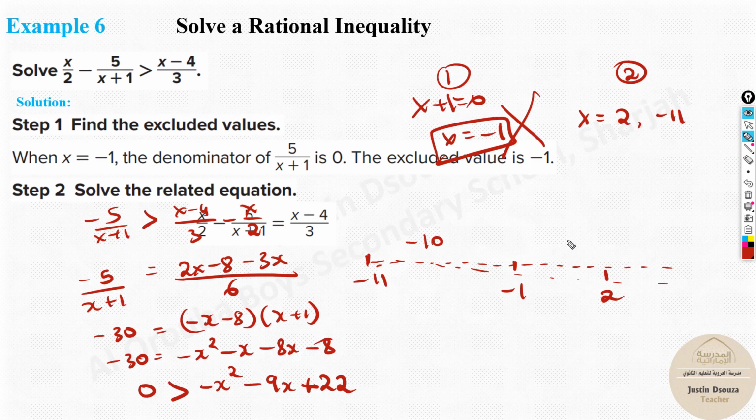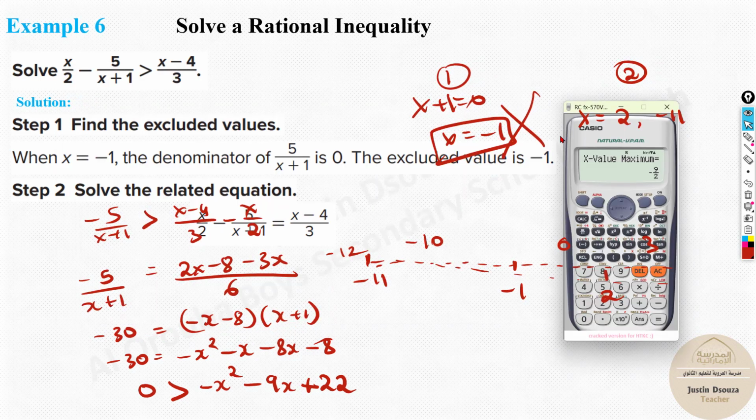Now, what is the other answer? Other value. Over here, I can take 0 because 0 is in between. This I'll take 3 and this I'll take minus 12. I have now 4 test values. I have to just put these test values in this inequality. If the inequality is true, okay, that is true. If it is not true, you should exclude it, you should not consider it.